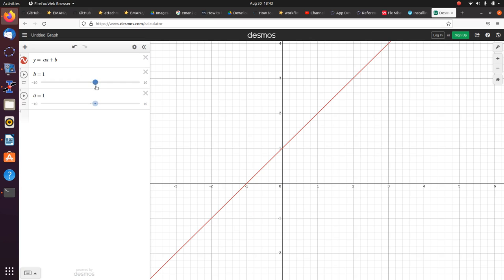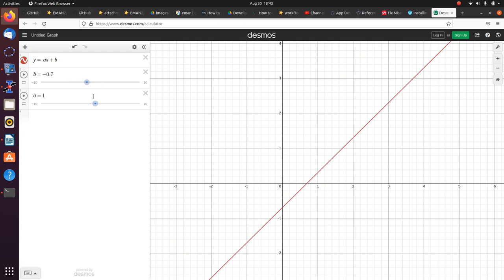So b actually just is going to slide this line up and down, but a is going to rotate this, so we can rotate the line back and forth. So we can see this is a positive slope, it's increasing, and this is a negative slope, just like that line that we plotted in Scidavis.